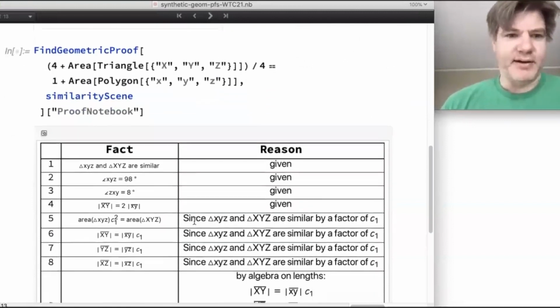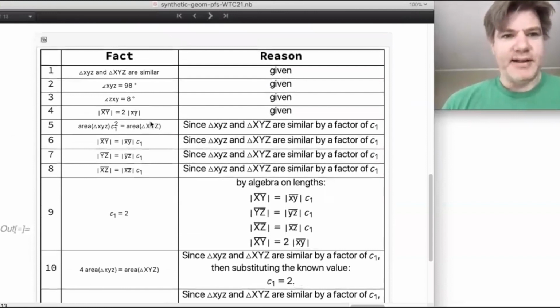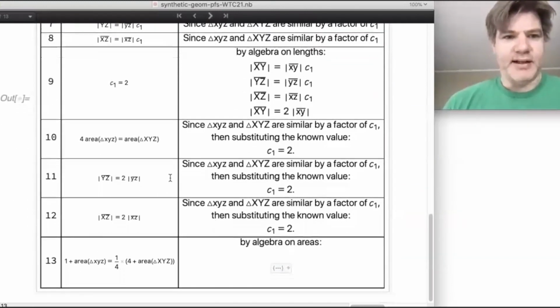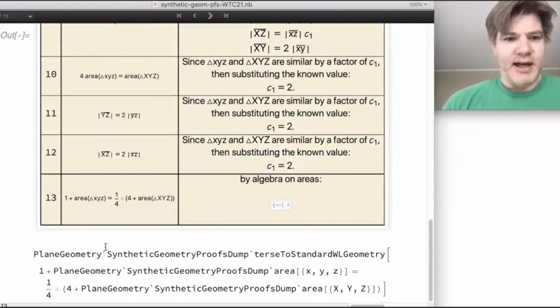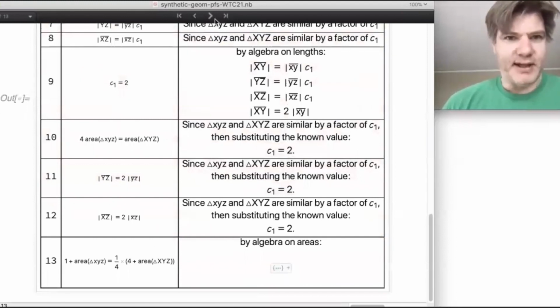If we're given similarity, rather, in a couple angles, we can first find the similarity constant given one of the lengths, and then we can use that to find the relationship between areas. And we can even prove something which is a consequence of the facts that we were given using resolve.